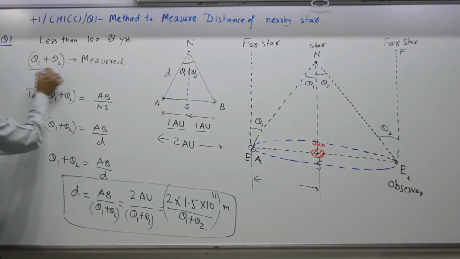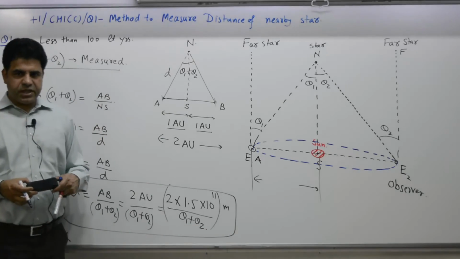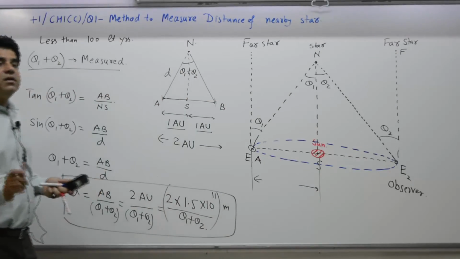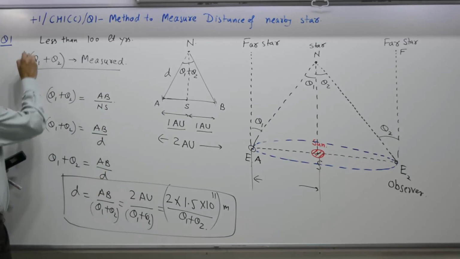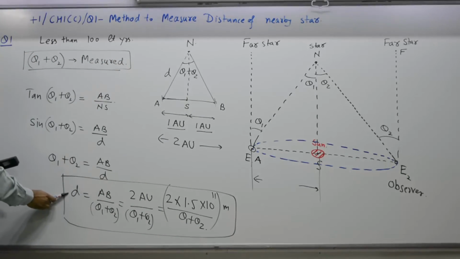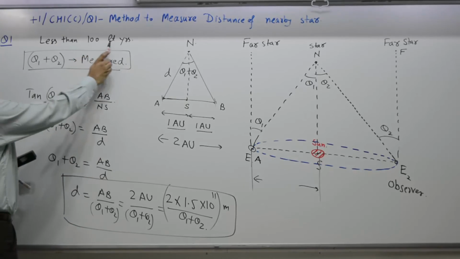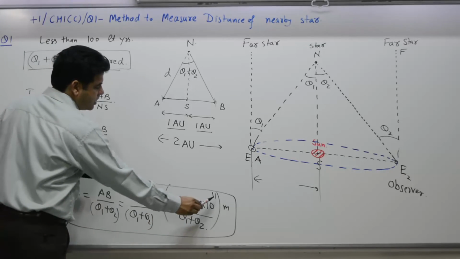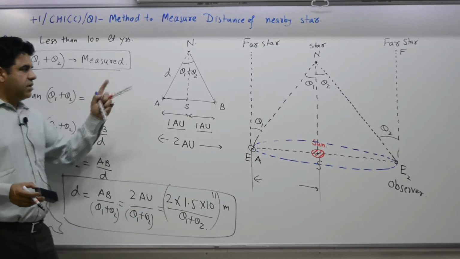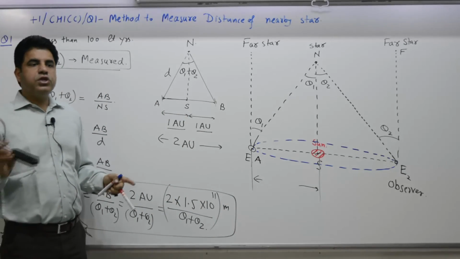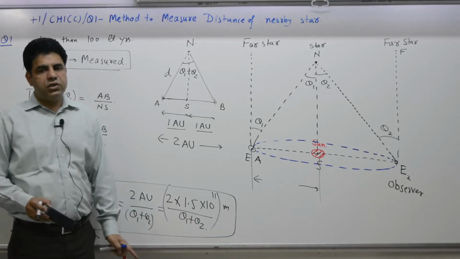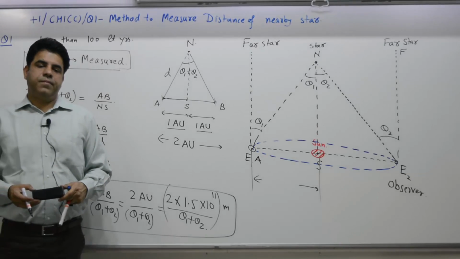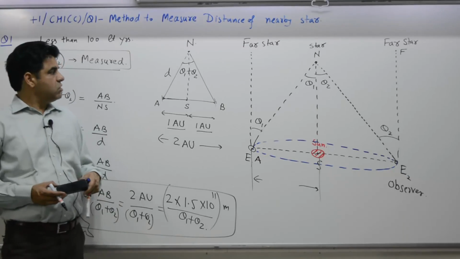So, as per the experiment, you will measure theta 1 and theta 2 in SI unit radians. The distance of a nearby star, the star which is less than 100 light years away, will be equal to AB, that is, 2 into 1.5 times 10 to the power 11 divided by theta 1 plus theta 2. After the experiment, you need to put the values of theta 1 and theta 2, and you will find the distance of the nearby star. So the time with you is 4 minutes to note the same.